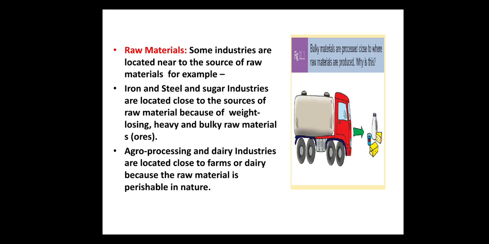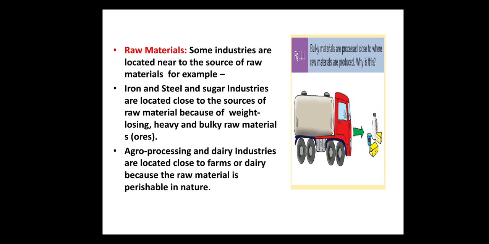Another thing is that most agro-processing industries, agriculture related, and the dairy industry are located near the source of raw material, or farms. Why? Because these raw materials are perishable in nature. So in the world, for some industries, the main factor that affects the location of the industry is raw material, for example, the iron and steel industry and most agro-processing industries. So that is the factor that affects the location of some industries.